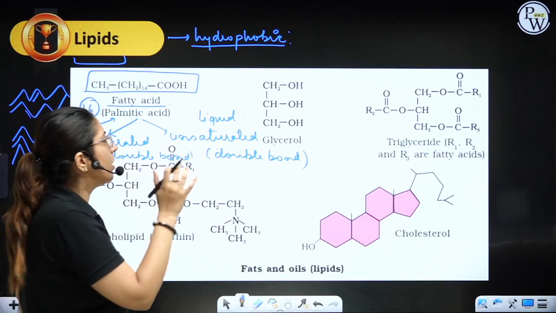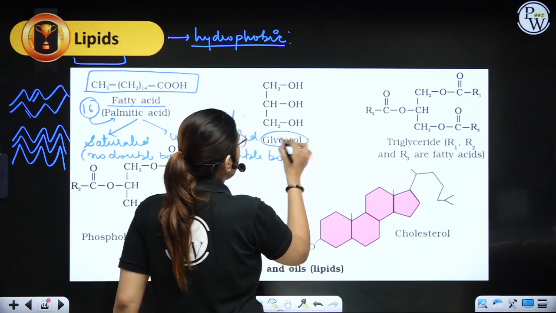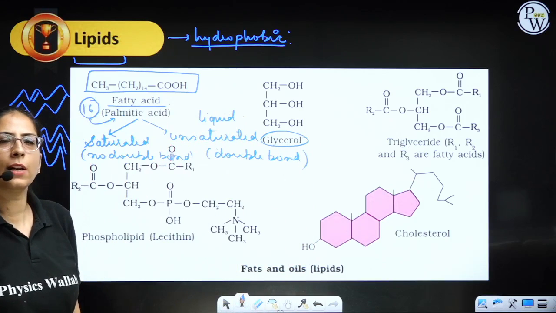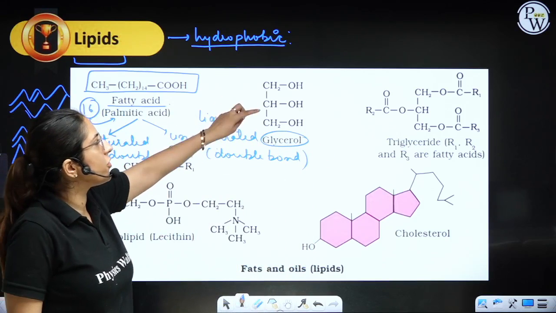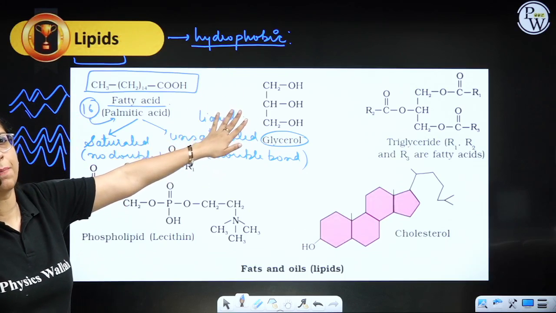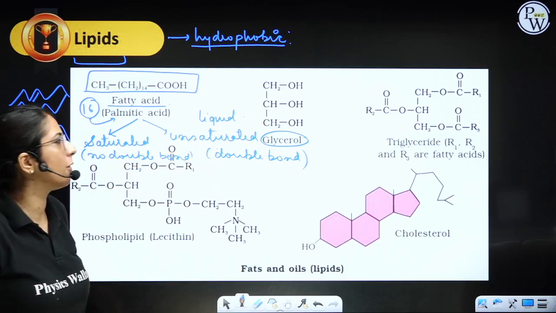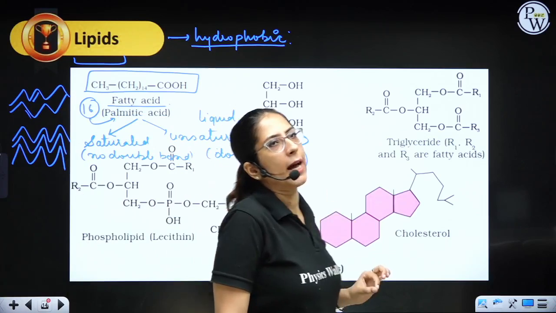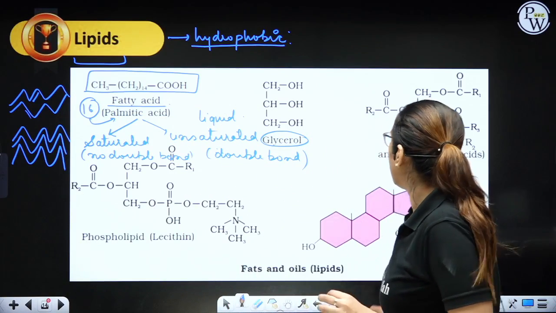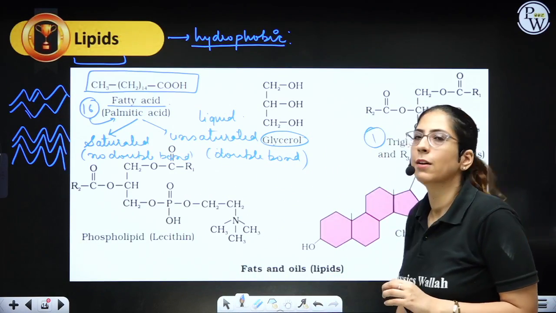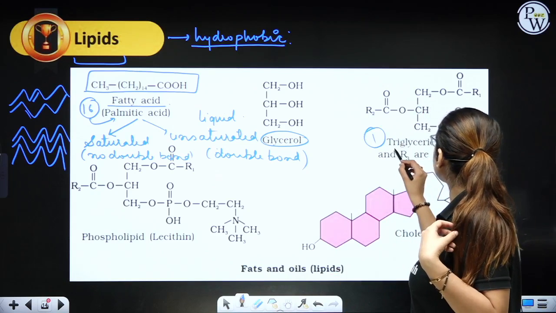Hope it is clear. Now another substance which is present in them is glycerol. Glycerol is again an alcohol. Three carbon compounds are there, and each carbon is attached to an alcohol group. Now the first type of lipid, you all know, is the triglycerides. So triglycerides, what are they?